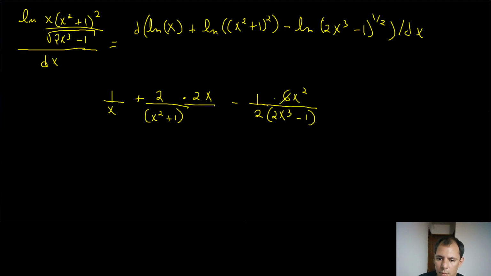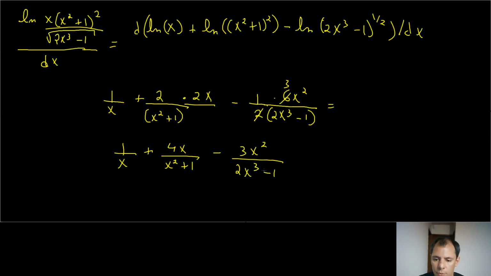And you can simplify this here. So this whole thing is going to be equal to 1 over x plus 4x over x squared plus 1 minus, this is going to be 3, right? So you have 3x squared over 2x cubed minus 1.